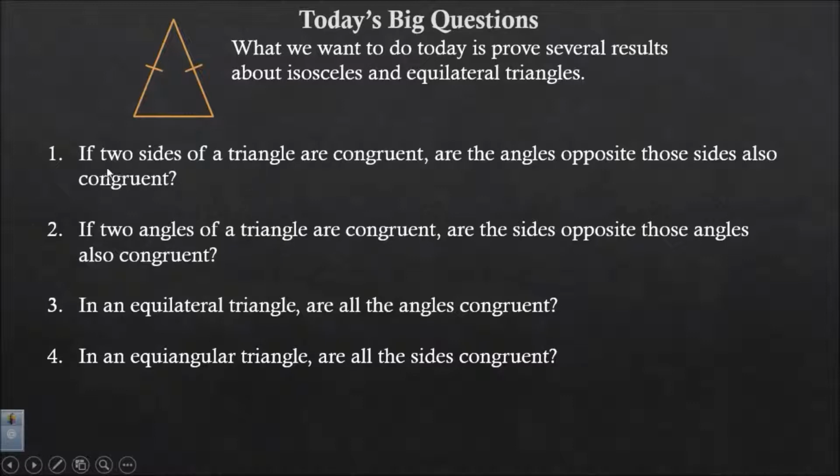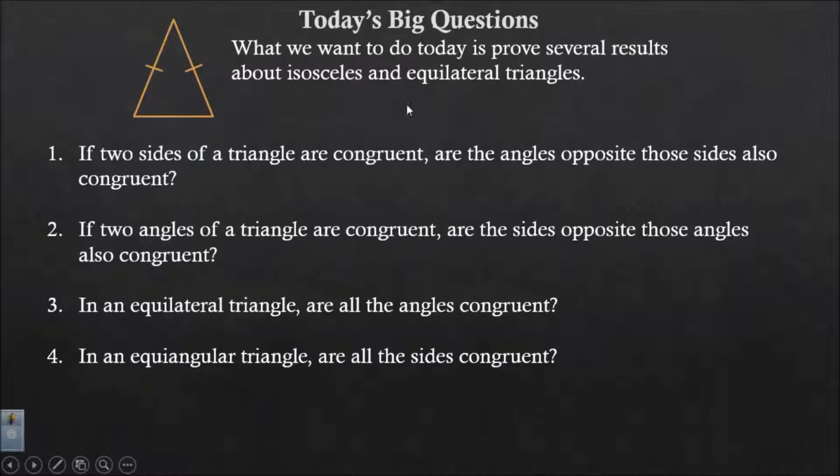The first is that if two sides of a triangle are congruent, like you see in the picture here, are the angles opposite those sides, so these angles down here, also congruent? Now, if we know that those angles are congruent, does that mean the sides are congruent? What if this is an equilateral triangle? All the sides are congruent. Does that make the angles congruent? And suppose it's an equiangular triangle. Does that make the sides congruent?